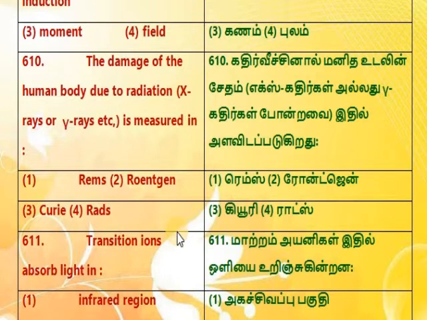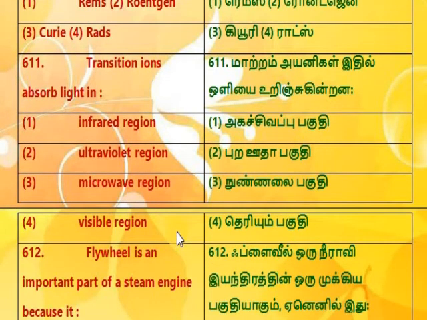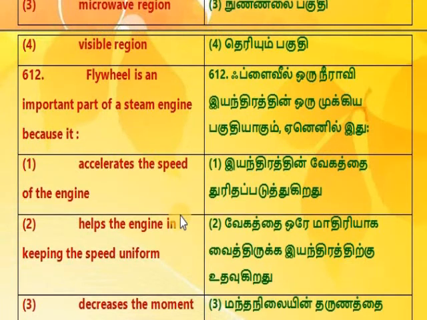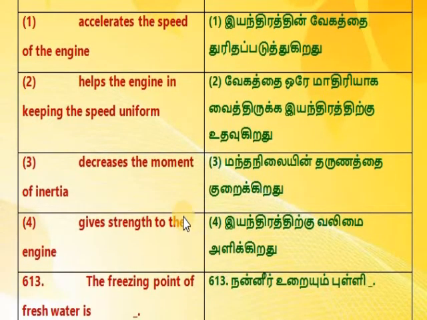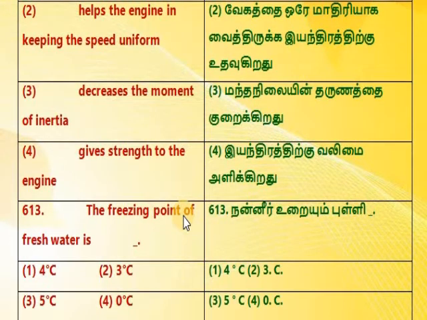Rad. 611. Transition ions absorb light in: 1. Infrared region, 2. Ultraviolet region, 3. Microwave region, 4. Visible region. 612. Flywheel is an important part of a steam engine because it: 1. Accelerates the speed of the engine, 2. Helps the engine in keeping the speed uniform, 3. Decreases the moment of inertia, 4. Gives strength to the engine.